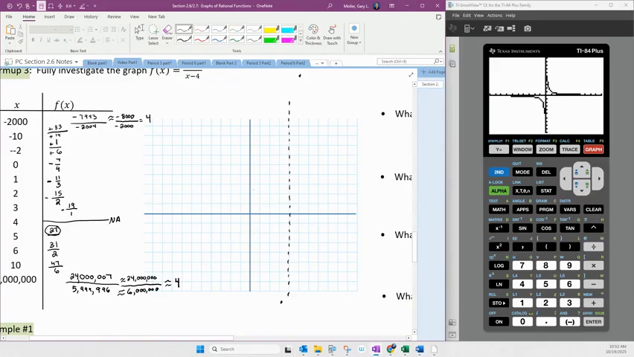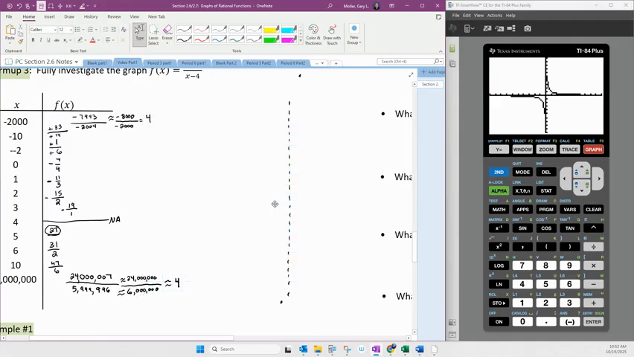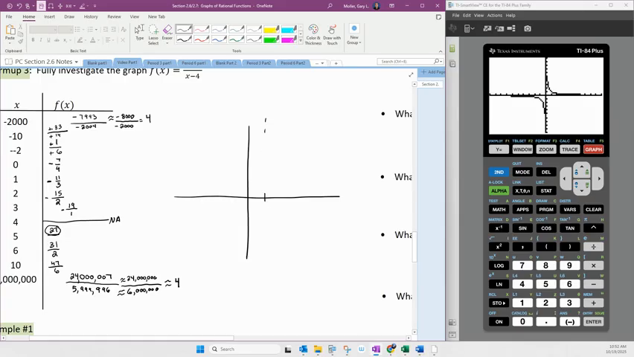So let's do this. I'm going to delete that. And I'm just going to start over with my graph. All right, we're going to just mess up the scale. So we know there's a vertical asymptote at 4. Okay, let's try this again.